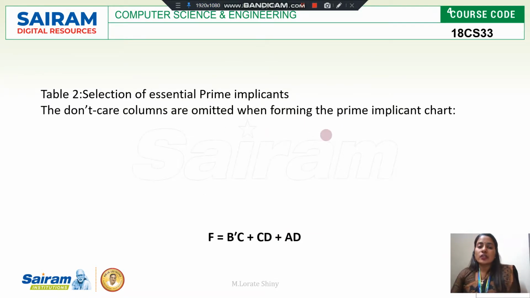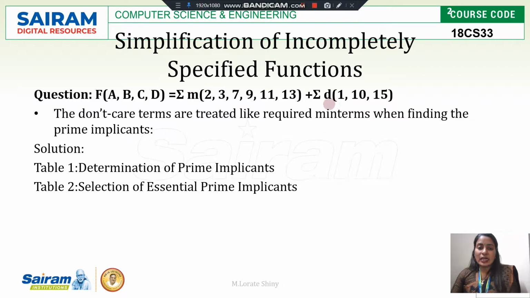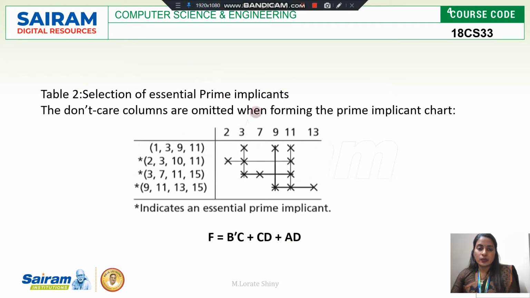Actually in the question we got min terms and also don't cares. In the second table you should consider only min terms. So 2 3 7 9 11 13 only should be considered, don't cares should not be considered in table 2. Now you mark the first one, 1 3 9 11, it's covering. 1 is don't care, so that is not written here. So 3 9 11. Now the second one is 2 3 10 11, 2 and 10 are don't cares, so I am not considering these. Then everything is marked.